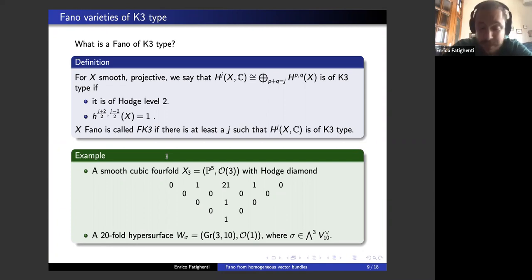And another example, which in fact is going to be quite relevant later on, is this. Suppose you start from a 20-dimensional hypersurface in the Grassmannian Gr(3,10). The Grassmannian Gr(3,10) has dimension 21, and then you take a hyperplane in its Plücker embedding. So it's given by a 3-form, a skew-symmetric 3-form in 10 variables. I didn't draw its Hodge diamond because of space reasons, but you could very well see that this is a Fano variety of dimension 20 with a K3 structure exactly in H^20. So once again, in the middle cohomology.